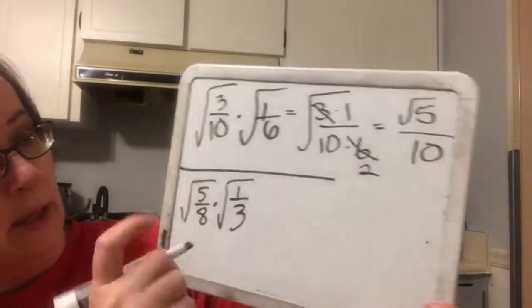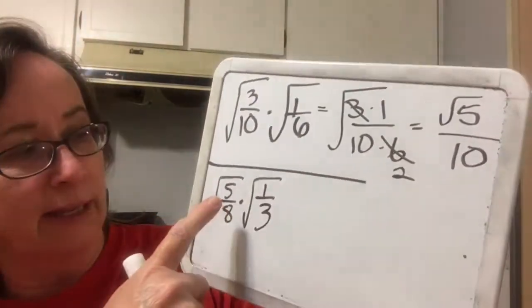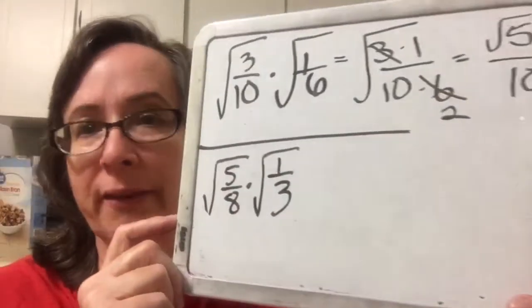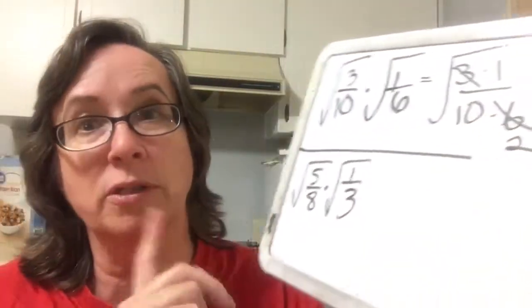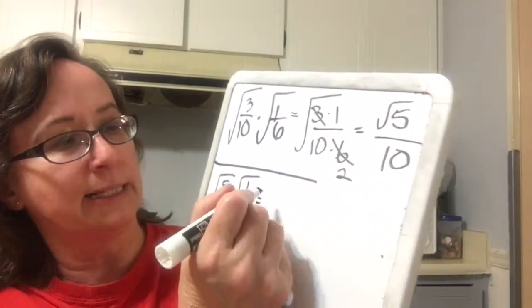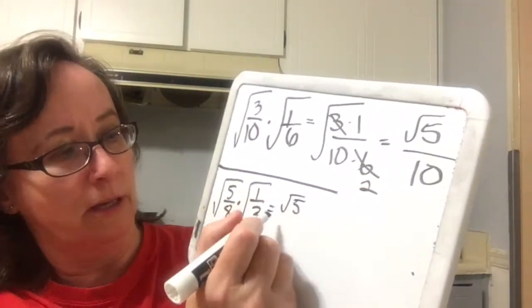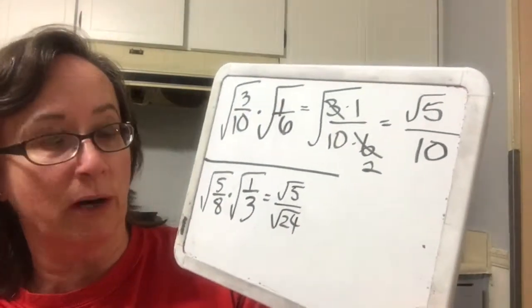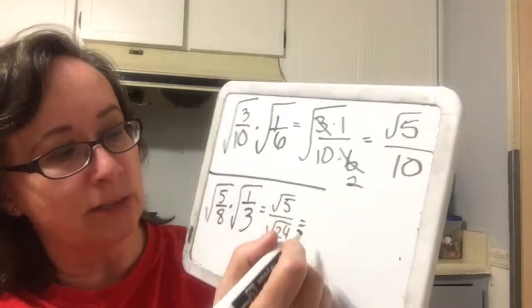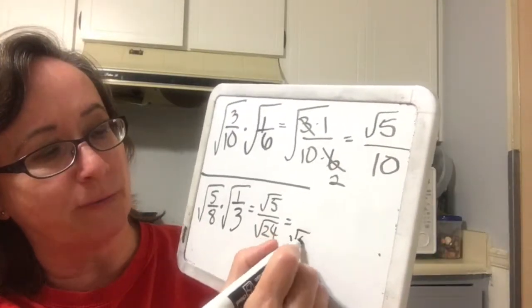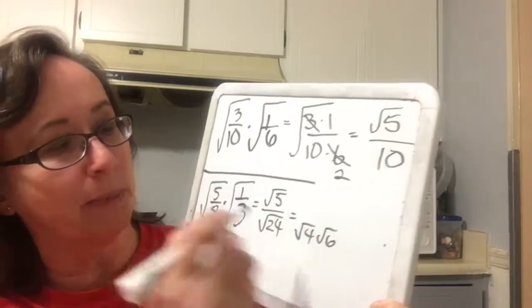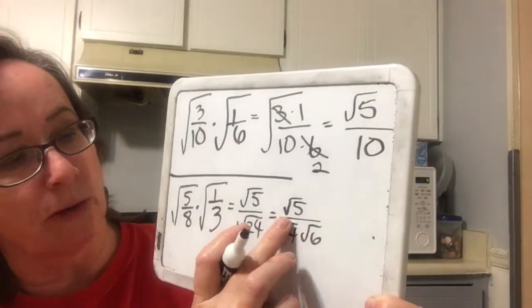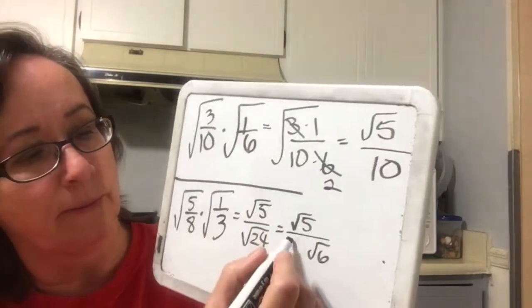Okay, so now in this one, I've got a square root of 5, square root of 8, 1, 3. You know, nothing's going to cancel. So I'm just going to go ahead and multiply them together and say that's going to be the square root of 5 over the square root of 24. The square root of 24, when I multiply those together, is going to give me a square root of 4, square root of 6 when I break it apart. And that's going to become a 2 square root of 6. So we'll make this a 2.